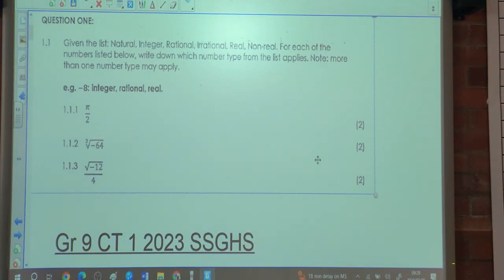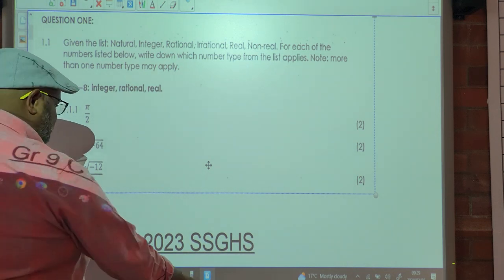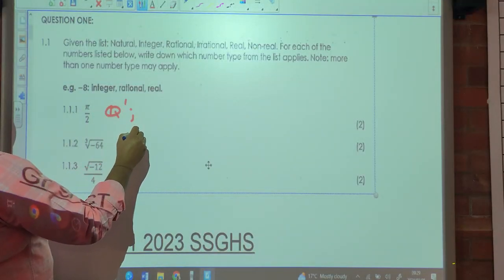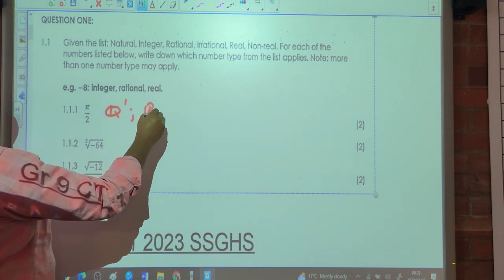We're given the list: natural, integer, rational, irrational, real, non-real. For each of the numbers listed below, write down which number type of the list applies. Note more than one type may apply. The example, negative 8 is an integer, rational and real. So pi over 2. Pi itself is irrational, so pi over 2 will be irrational and real.